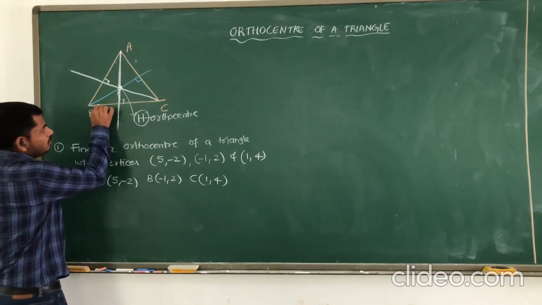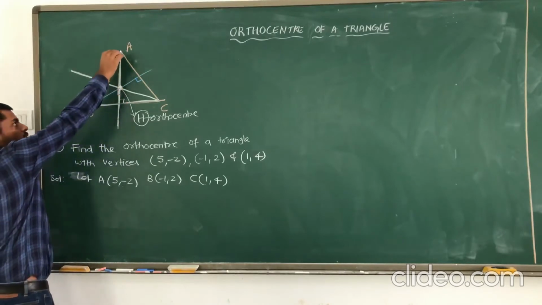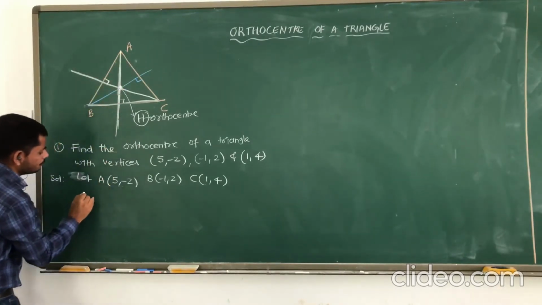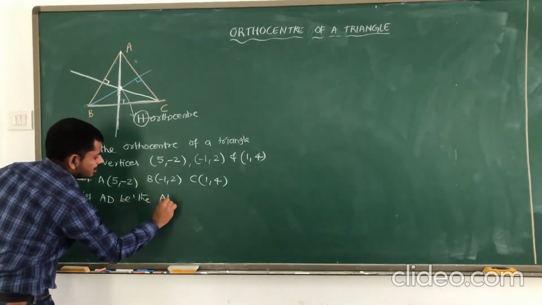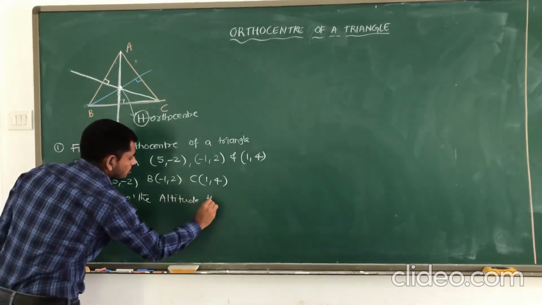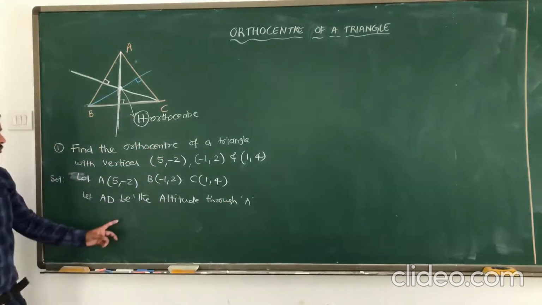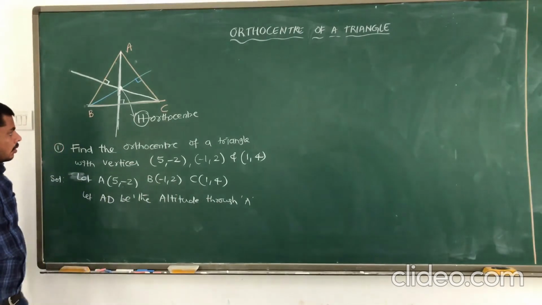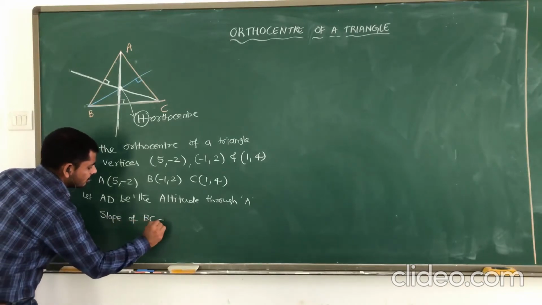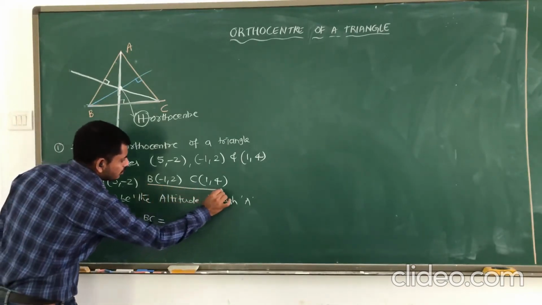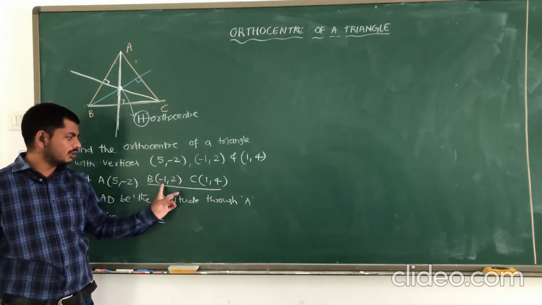For that, we need the slope of BC. If we know the slope of BC, we can take the perpendicular slope, which is the slope of this altitude. Let AD be the altitude through vertex A. For that, find the slope of BC. The formula of slope is (y2 minus y1) by (x2 minus x1).